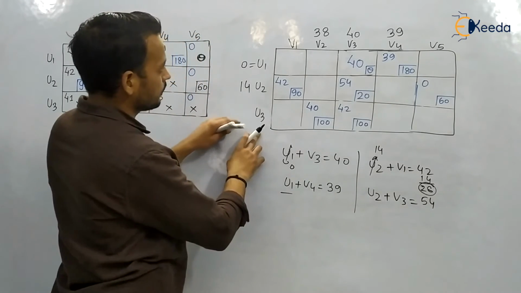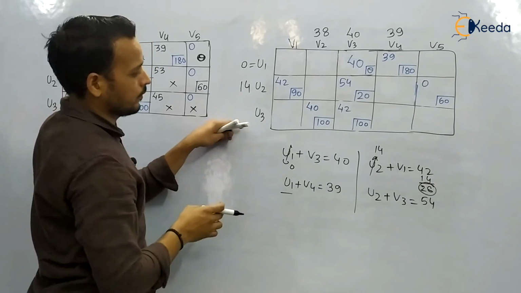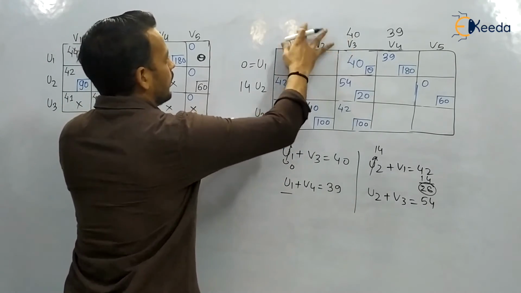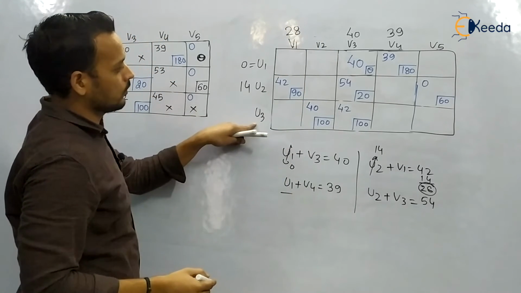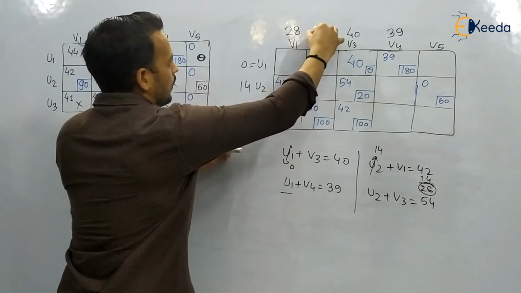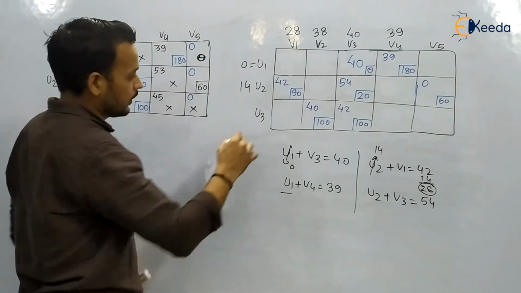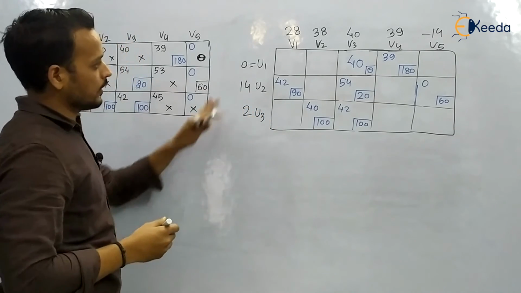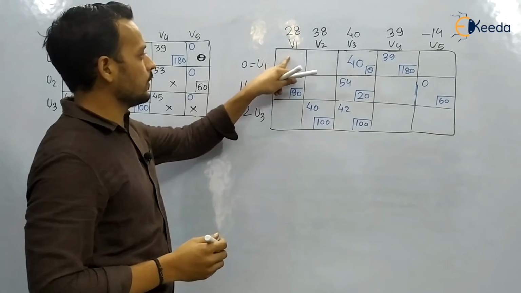And here, okay, V1 it is going to be 28. Now you can calculate it by making the equation. It is going to be 38 and it is going to be 2. Okay, so you can write the value. Now what we have to do, we have to write the u plus v values here.